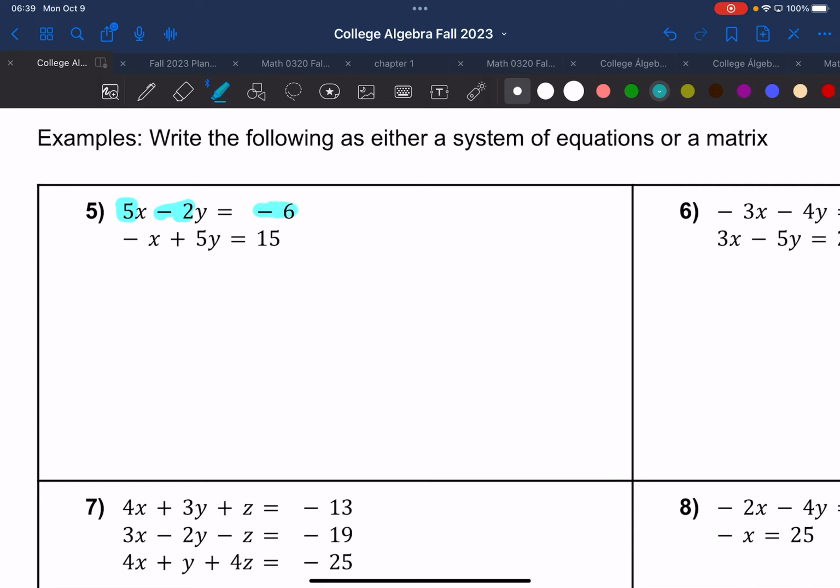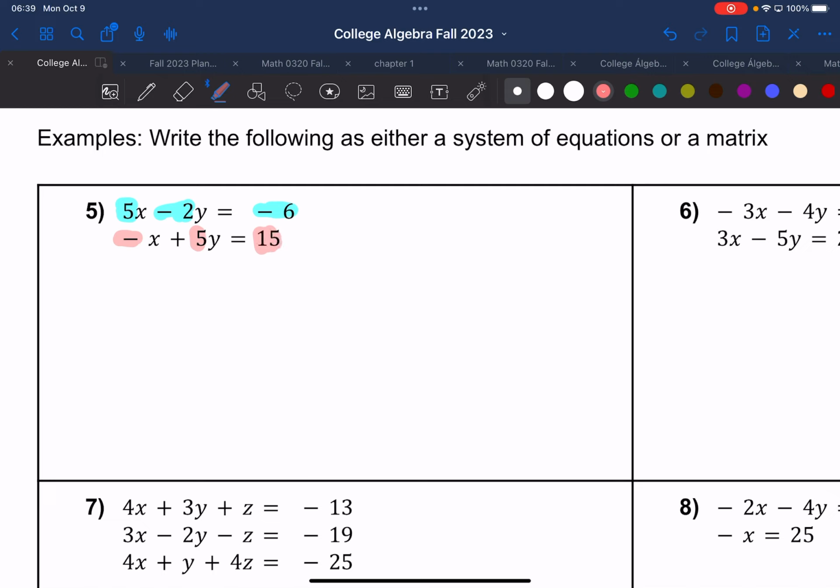We're going to do the same for the other equation. What's the coefficient in front of x? Good. Remember, if we don't see a number, we assume it's 1. So this is a -1. What about in front of the y? 5. And then what is this equal to?